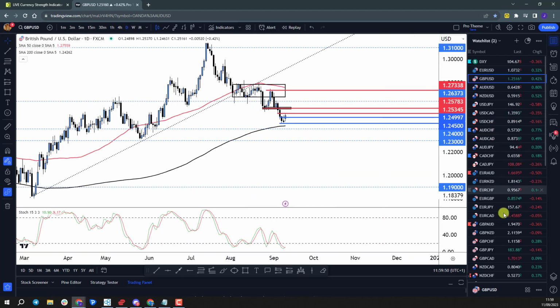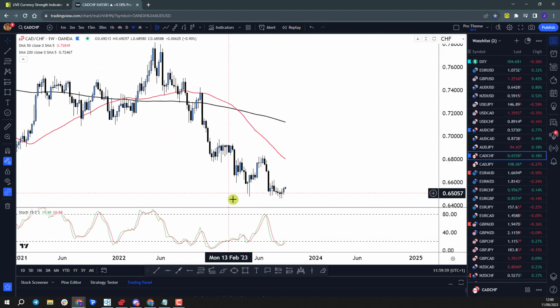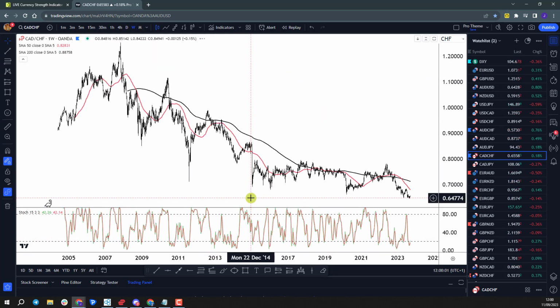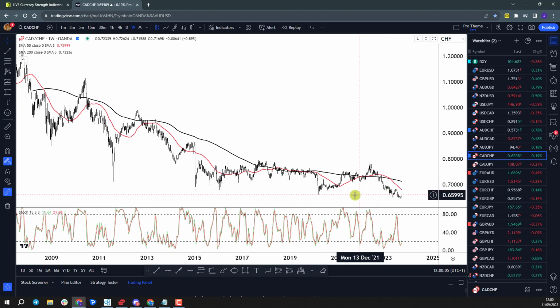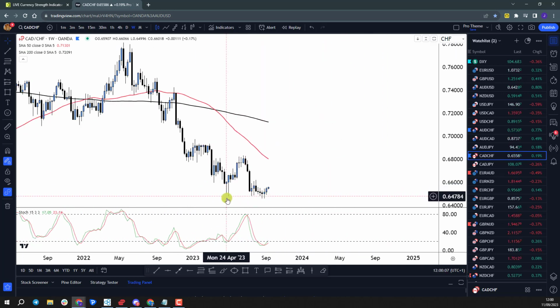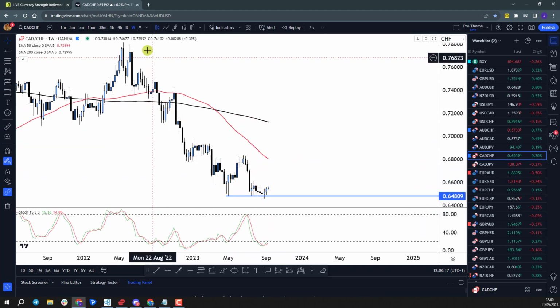Looking at the other markets, CAD Swiss is saying that we should be looking for long ideas here. CAD Swiss really is at a significant low. If I take a look at the charts that I've got here, the lowest low that was available to us is where price is at the moment. So there could be a little bit of a bounce going on here potentially, perhaps back up into the 0.68.